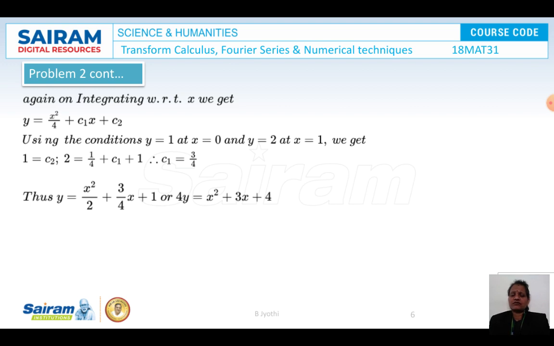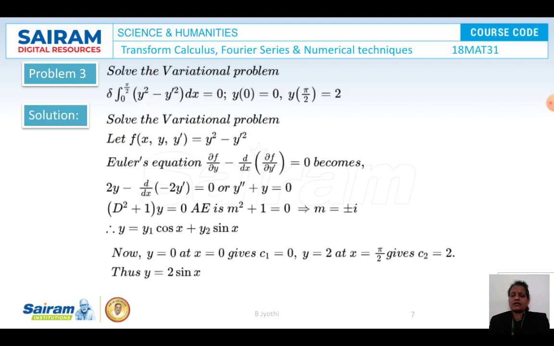Using the conditions y is equal to 1 at x is equal to 0 and y is equal to 2 at x is equal to 1, we get c2 as 1 and c1 as 3 by 4. Hence, we get the solution as y is equal to x square by 4 plus 3 by 4 x plus 1, or 4y is equal to x squared plus 3x plus 4. This is the equation we are going to get.